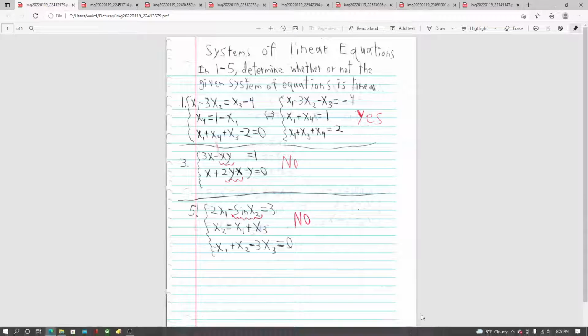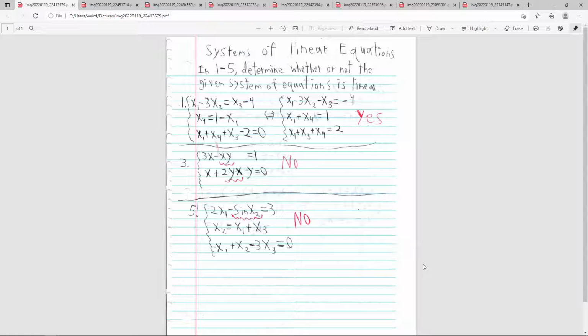So systems of linear equations is what we're looking at now. And in these first few examples, we look at whether or not the given system of equations is linear, which is a pretty simple thing, but we put it in standard form just to make sure. Although it's obvious if it's not a lot of times, but if it is, we should make sure.